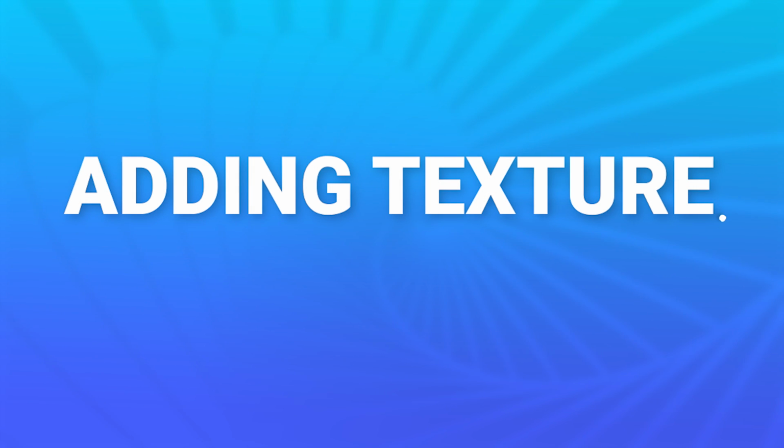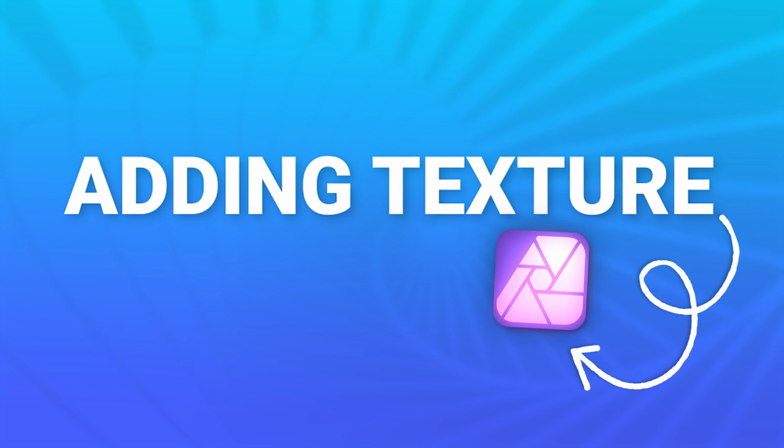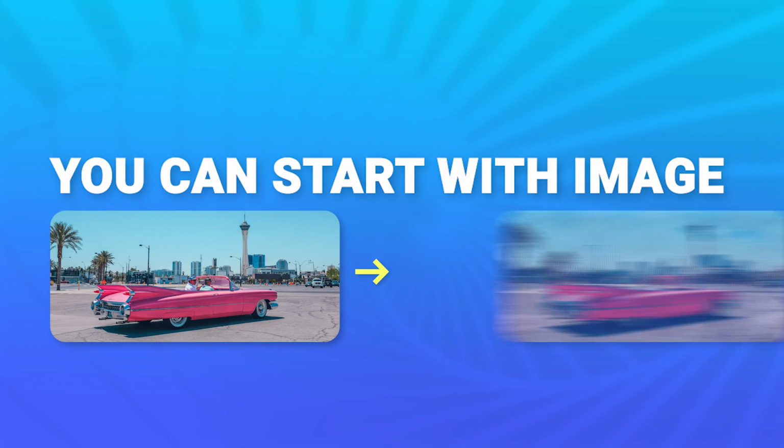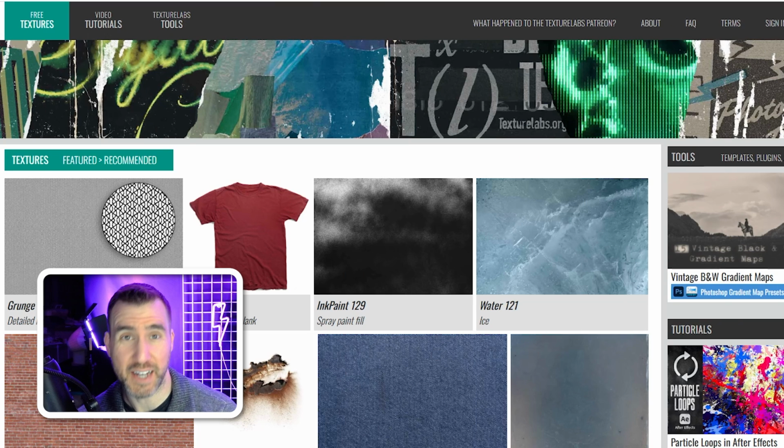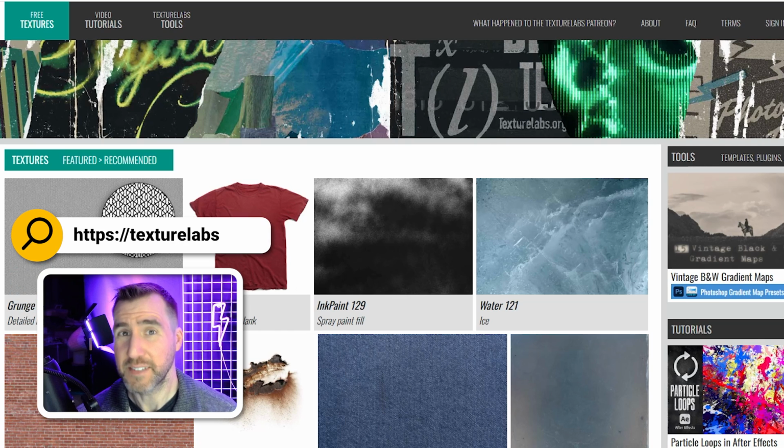Today we'll look at how you can apply textures to your images in Affinity programs. You can start with an image like this and make it look like this. There are many places to get textures online. You can even make your own, but one website I like is called Texture Labs. I'll put a link down in the description below.